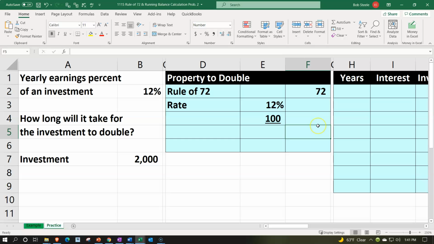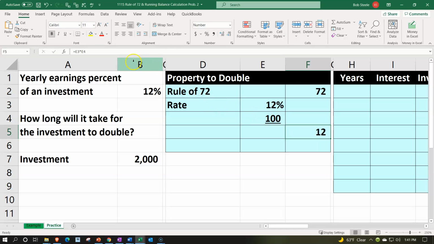I'm going to put that in the outer column. So we're simply going to be taking the 72 divided by 12. And so we're going to say this will equal the 12%, which is in cell E3, times the asterisk on the keyboard, the 100. That will then give us simply 12.